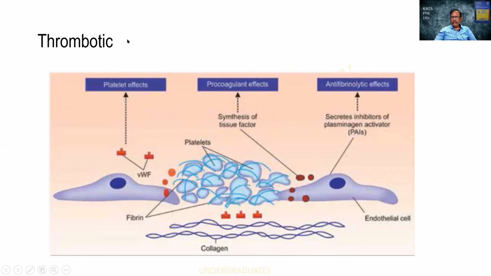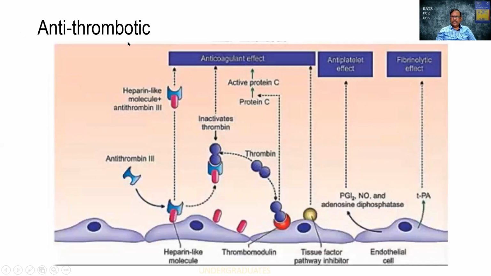These are all thrombotic factors. And when I say thrombotic, there has to be an antithrombotic factor as well. This is what we mentioned: heparin-like molecule, protein C, activated protein C, thrombin, thrombomodulin. These things you will have to remember. Antithrombin. These are all antithrombotic factors. Prostaglandin, nitric oxide. So kindly remember this. It is a simple diagram and worth remembering because thrombosis by itself is a difficult topic.